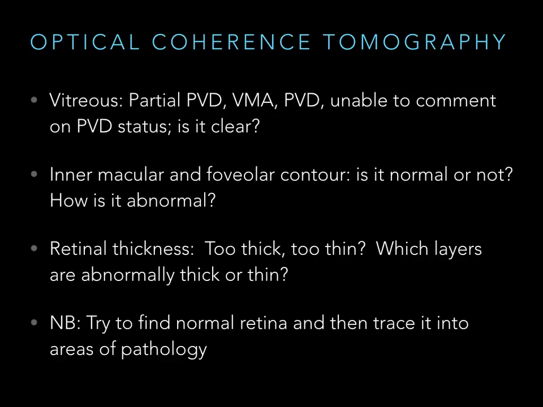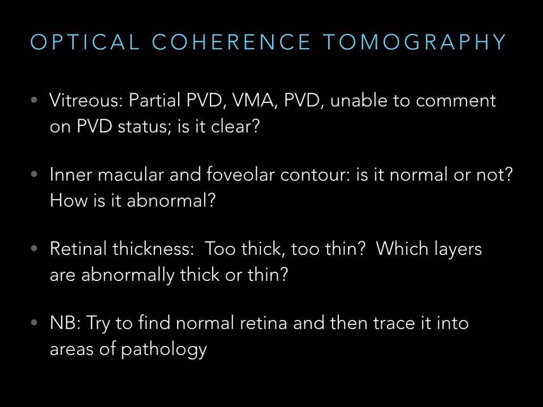Okay, is the contour normal? If it's not, why isn't it? And then retinal thickness, again, you need to know your segmentation. Is it too thick, too thin? Which layers are making it too thick or too thin? You can diagnose a BRVO or some intraretinal vascular abnormalities very easily if you're just looking at which area is thinned out.